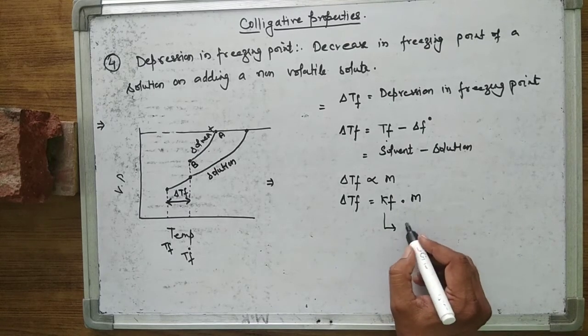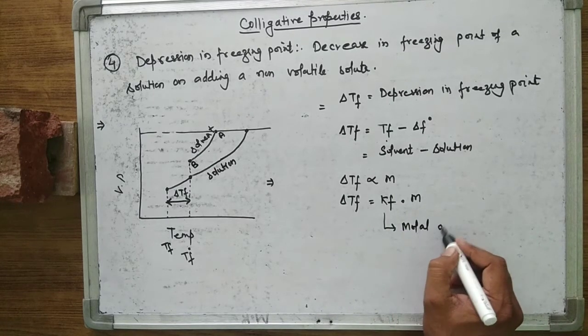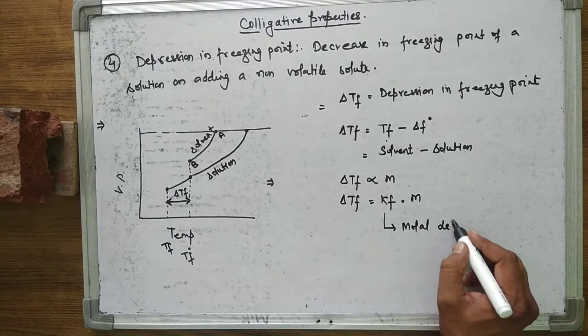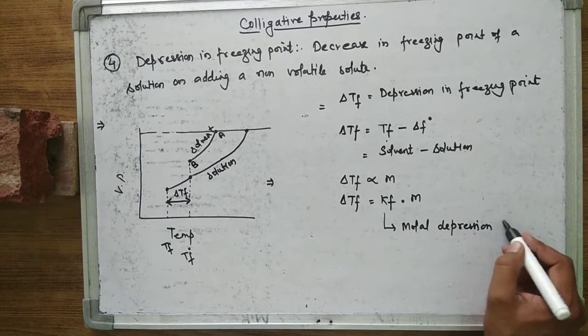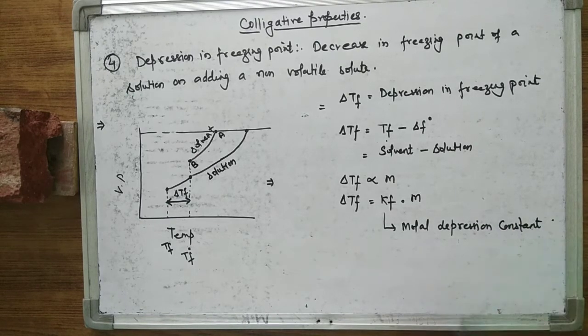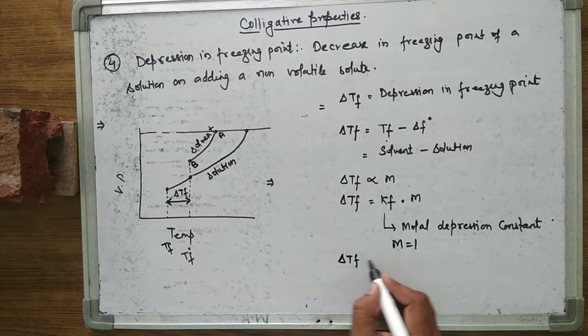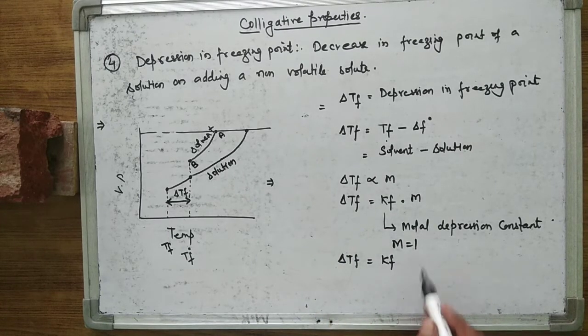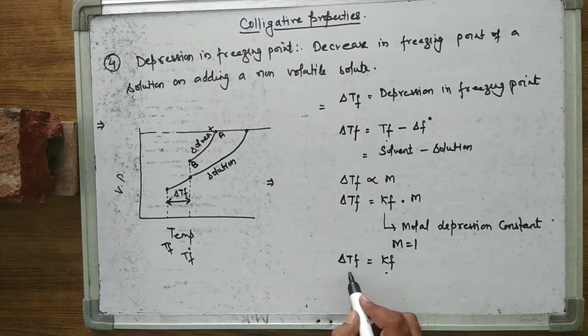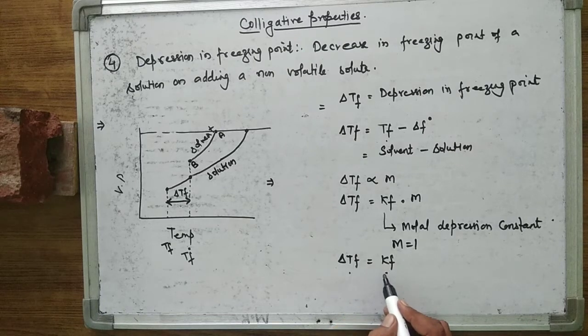This KF is the molar depression constant. If we take m equal to 1, then delta TF is equal to KF. Molar depression constant is equal to the depression in freezing point of a solution when the concentration of the solution is unity. That is how we are able to find out the molar depression constant.